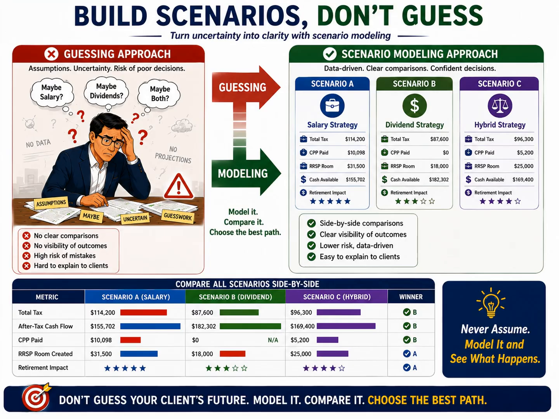One of the biggest mistakes in tax planning is making recommendations based on assumptions. An advisor looks at a client's situation and thinks, maybe salary is best, maybe dividends are better, maybe a combination of both would work. But without testing those ideas, they are only guesses, and good planning should never be based on guesswork. This slide introduces one of the most important principles in professional tax planning.